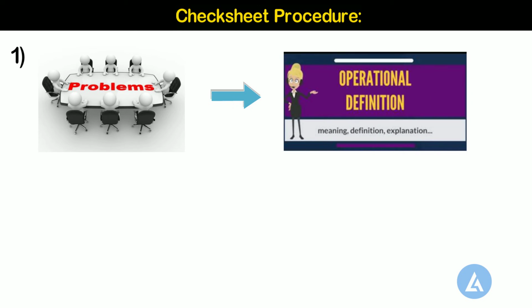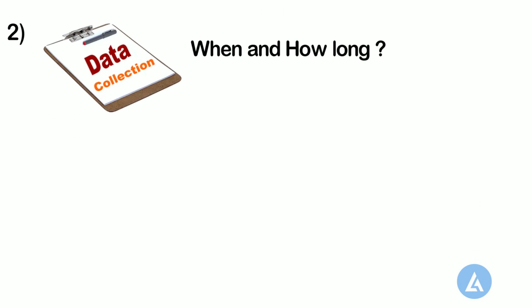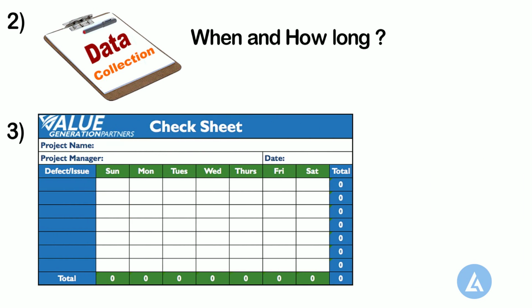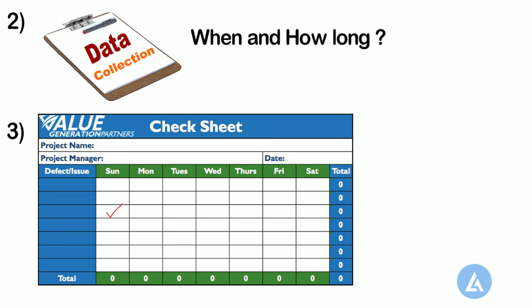Check sheet procedure. 1. Decide what event or problem will be observed. Develop operational definitions. 2. Decide when data will be collected and for how long. 3. Design the form. Set it up so that data can be recorded simply by making check marks or X's or similar symbols, and so that data do not have to be recopied for analysis. 4. Label all spaces on the form.